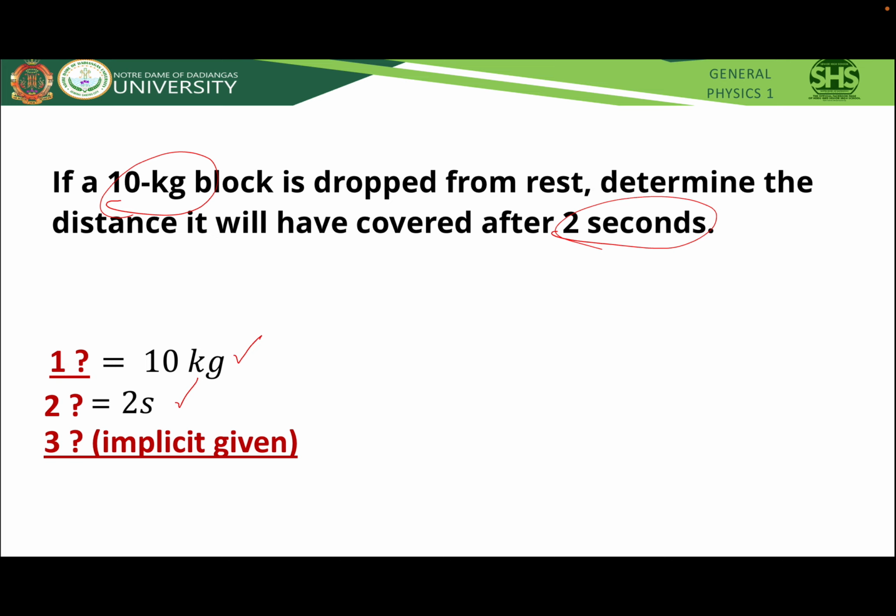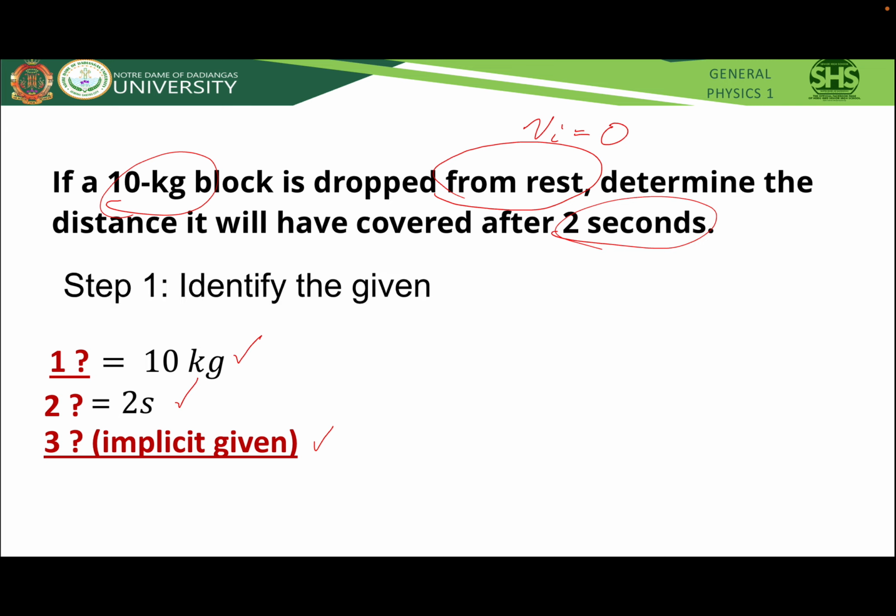Now, another one is the implicit given. This was given to you last time in our horizontal displacement. Whenever there is an implicit given, it means there is a hidden given in the sentence. On this one, of course, that is from rest, meaning the initial velocity is 0. Now, let's answer number 1 and number 2.